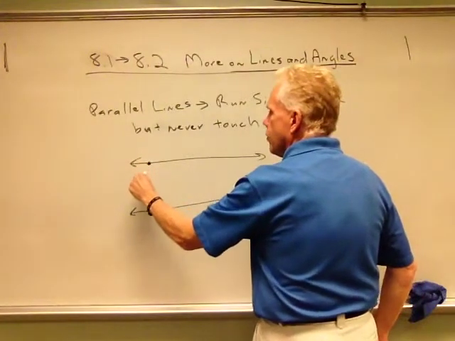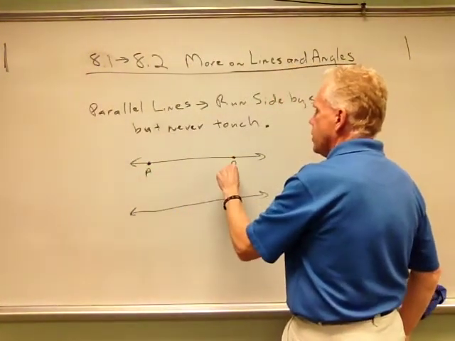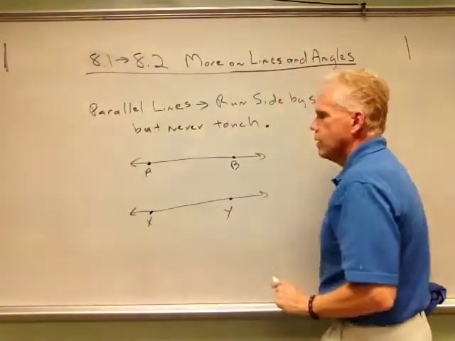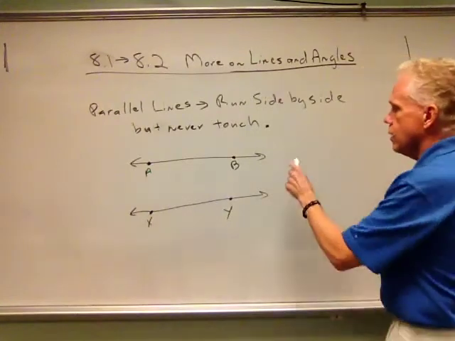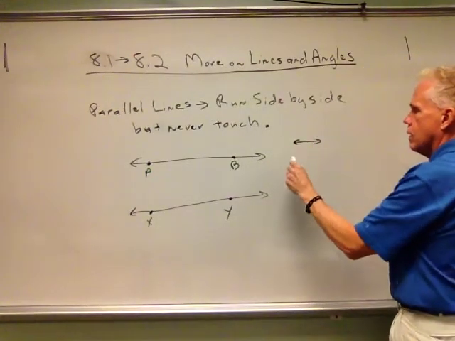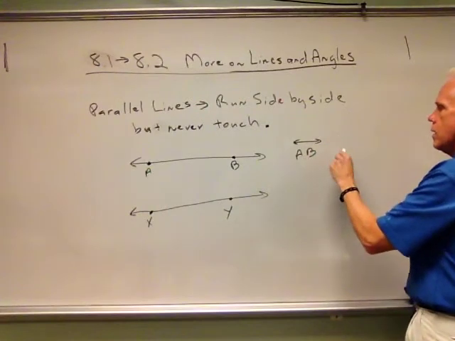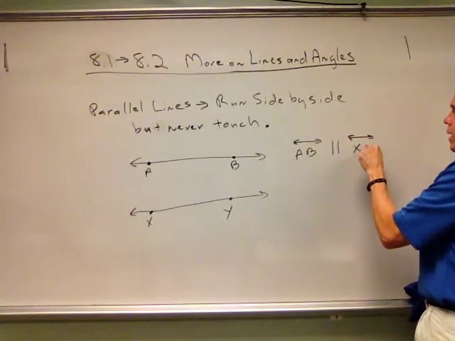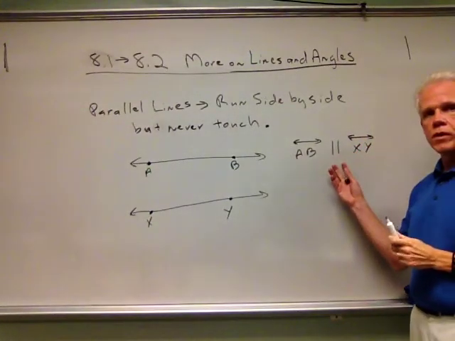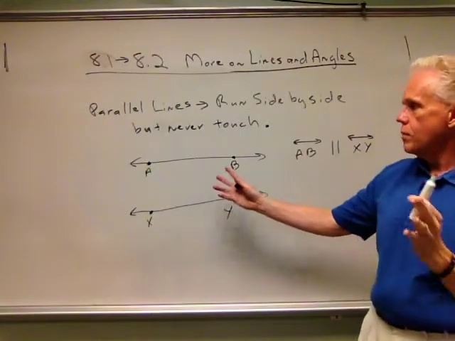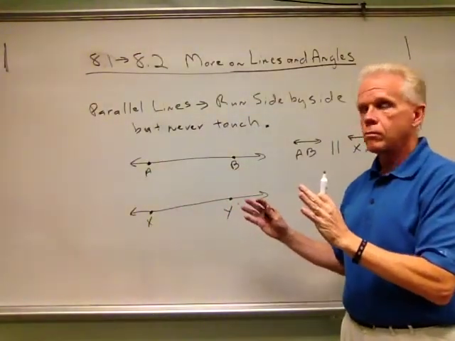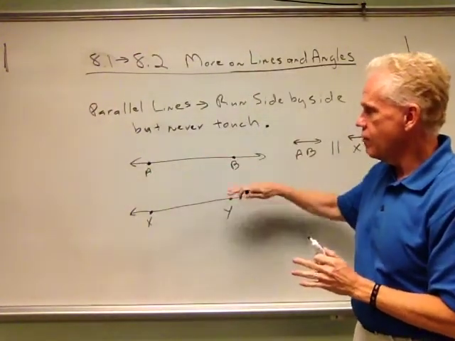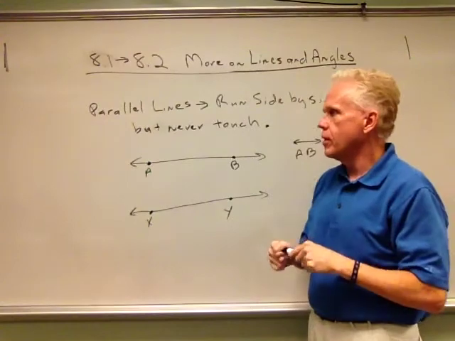So we could label this line A, B, and let's say we label this line X, Y. What we would come in and say then is line A, B is parallel to line X, Y. That's the symbolism that we would use to let us know what we mean to say, even though my drawing is horrible, that these lines are parallel. They never cross each other, they never touch. That's what we mean by parallel lines.